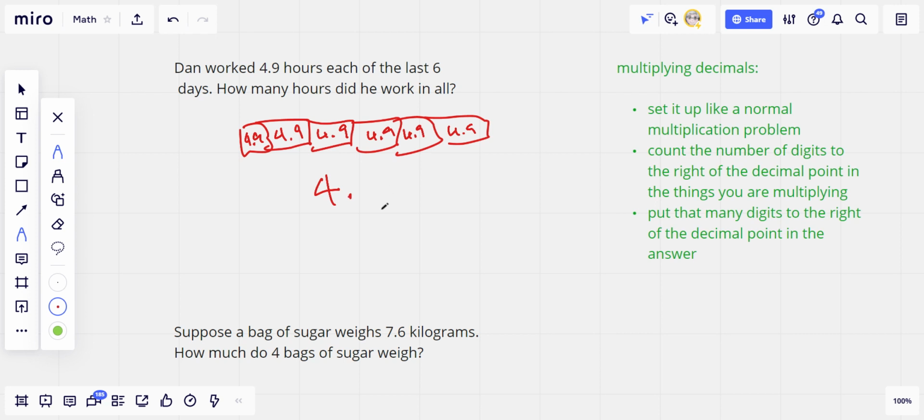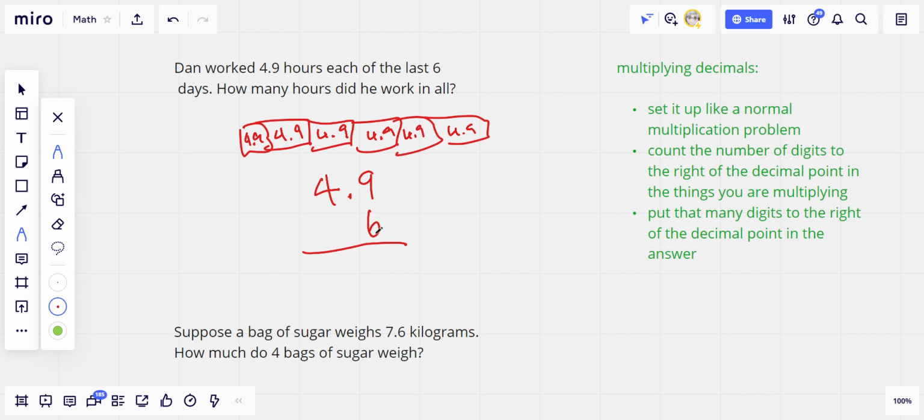little bit easier. So when we set this up, even though 4.9 is really a smaller number than 6, we put it on the top because it has more digits, and we put the 6 on the bottom. And when you're multiplying with decimals, at first you can just ignore the decimal point. So I'm going to do that. I'm going to ignore it.